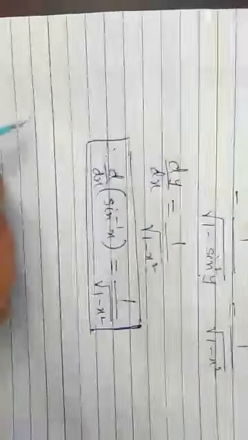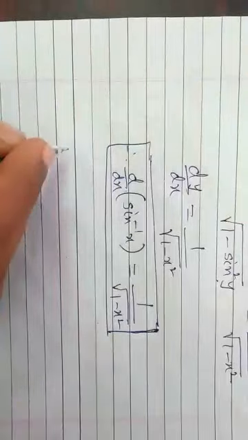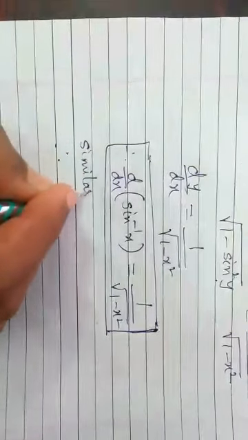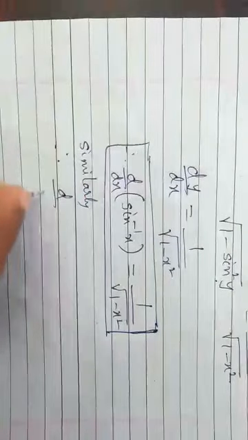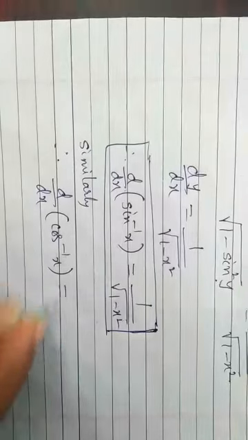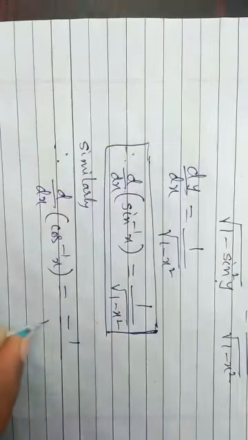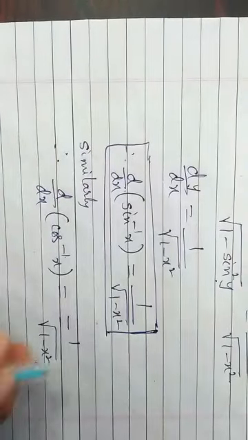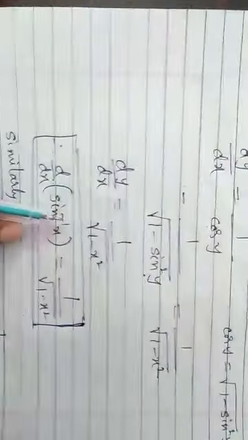Similarly, if you solve for cos inverse x also, we get d by dx of cos inverse x is equal to minus 1 by square root of 1 minus x square. Now in inverse trigonometric differentiation we have got two formulas.